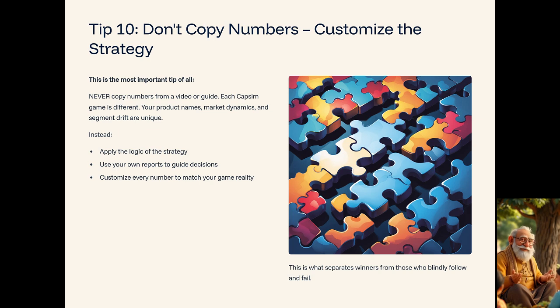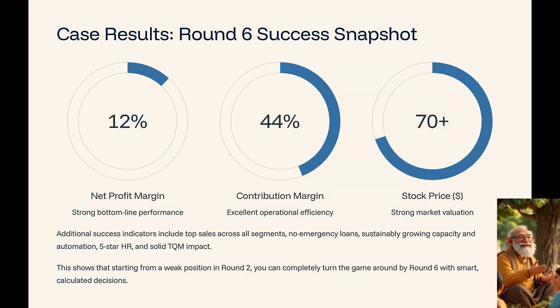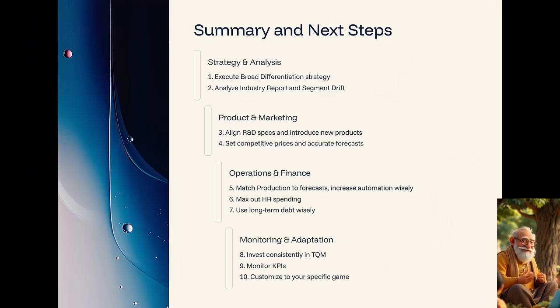Case results. Round 6 success snapshot. Here's an example of what successful Round 6 results can look like. Top sales across all segments, exceeding every competitor. Net profit margin, 12%. Contribution margin, 44%. Stock price, above $70. No emergency loans. Capacity and automation growing sustainably. 5-star HR and solid TQM impact. This shows that starting from a weak position in Round 2, you can completely turn the game around by Round 6 with smart, calculated decisions.